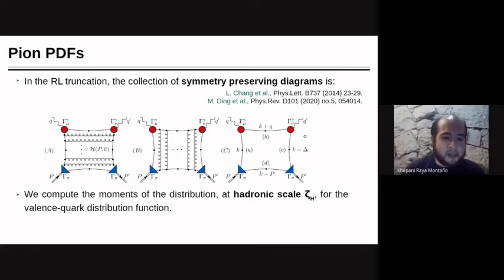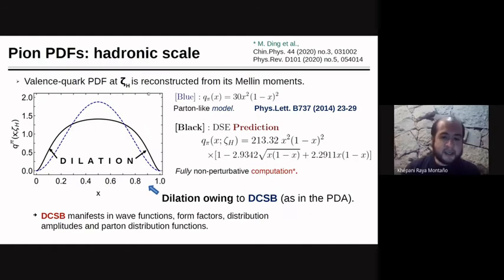We compute some moments at the so-called hadronic scale, which is the scale at which the pure valence picture is the correct picture. And from the moments, we reconstruct and obtain this black curve. We compare the Dyson-Schwinger equation result with a parton-like model. And what we see is that we have a dilation. This dilation is due to the emergence of hadron mass and dynamical chiral symmetry breaking. And the same happens in the PDA. And this dynamical chiral symmetry breaking will manifest in everything: wave functions, form factors, and so on.